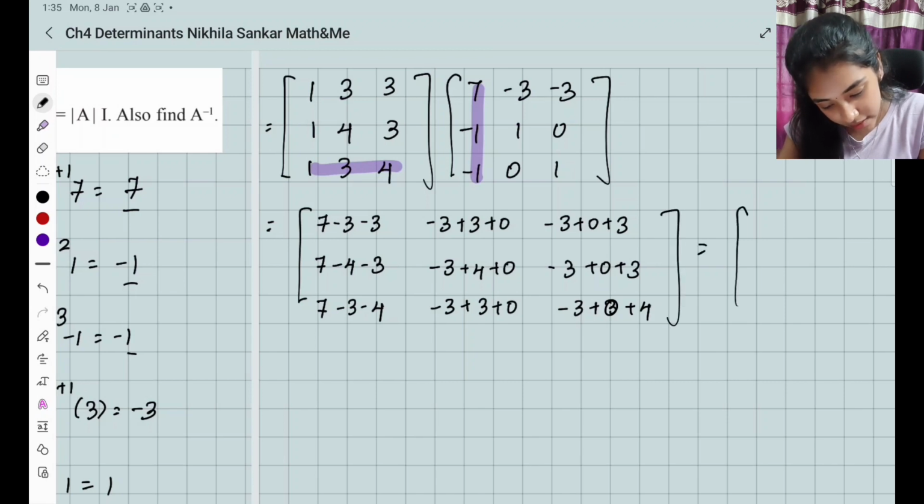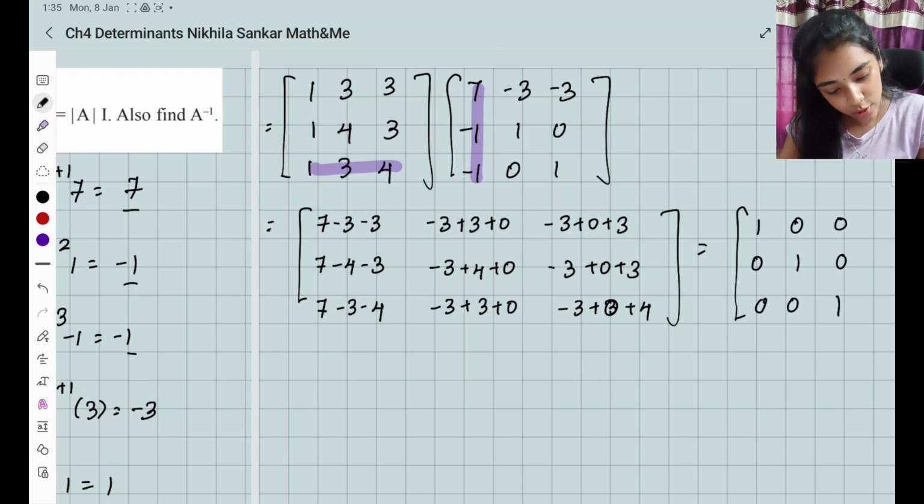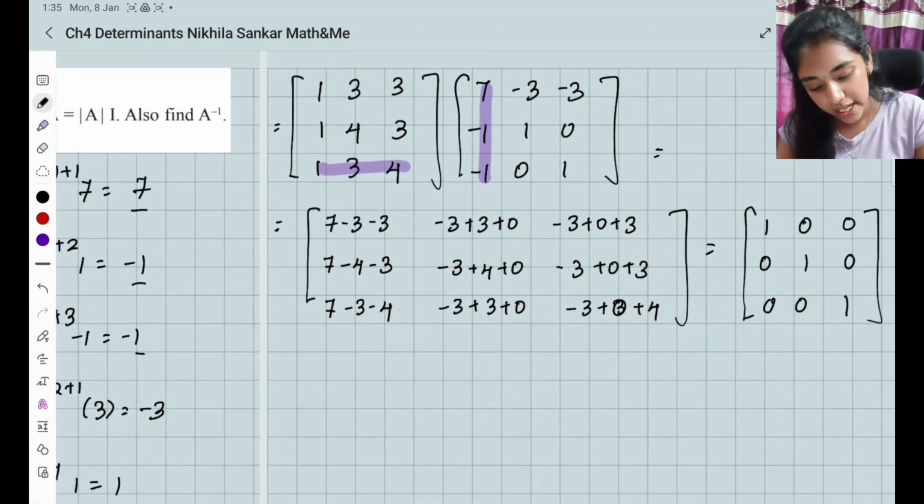Okay. So what will come? I'll have 7 minus 3 minus 3 minus 6. So 1 0 0, 0 1 0, 0 0 1. So I'm basically getting an identity matrix. Okay. So we found the identity matrix. So this is my LHS.